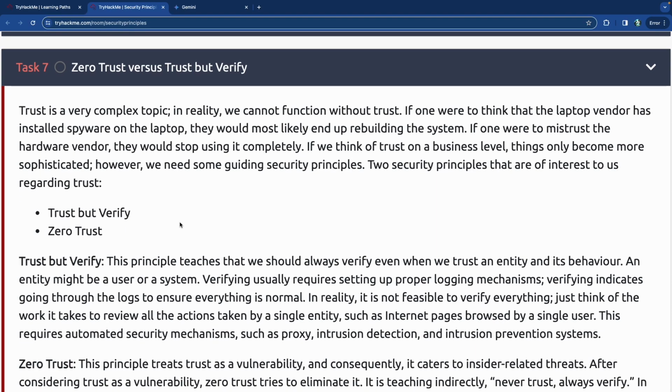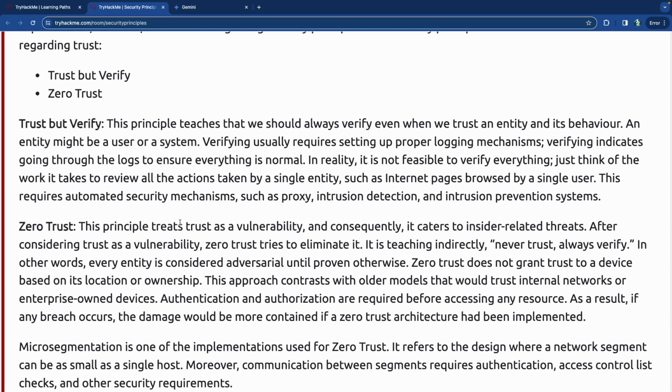Two security principles are these two. So trust but verify teaches that we should always verify even if we trust an entity and their behavior. An entity might be a user or a system. Verifying usually requires setting up proper logging mechanisms. Verifying indicates going through the logs to ensure everything is normal. In reality, it is not feasible to verify everything. Just think of the work it takes to review all the actions taken by a single entity or a person, like micromanaging the hell out of that person, such as internet pages browsed by a single user, for example. This requires automated security mechanisms such as a proxy, intrusion detection, and intrusion prevention systems.